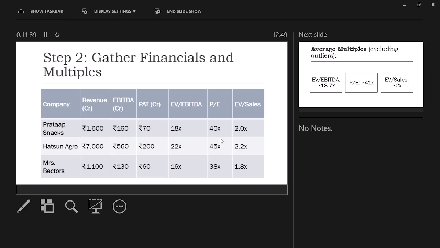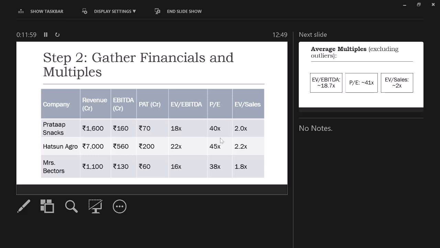So the higher the multiple, the higher the value of the company. It is trading at a higher value compared to the other companies. Is that okay? The lower the valuation multiple, the cheaper the company, whether you look at EV to EBITDA, price to earning, or EV to sales.